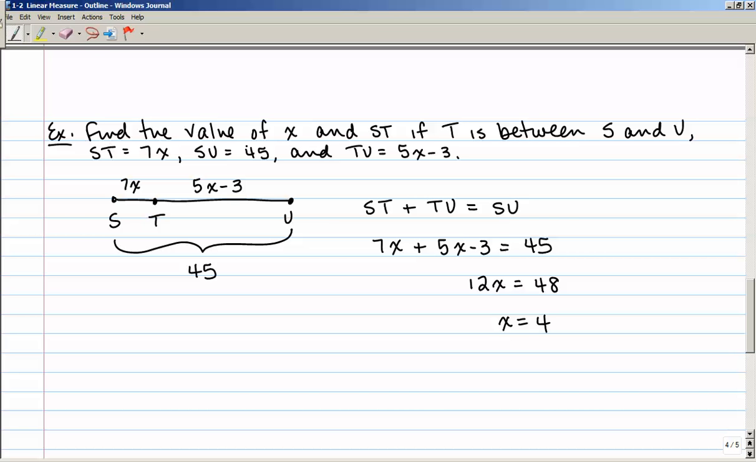So this problem says find the value of x. Okay, I did that. And the value of ST, if all the rest of that is true. So my answer is not just what x equals, I also need to figure out what ST equals. So plugging 4 into ST, I could look at it up here, 4 times x, or 4 times 7, is going to give me 28. And in this case, I didn't have units on this, so I'm just going to leave it like that. So in geometry, once you've found x, go back and reread the problem and see if you need to find something else.